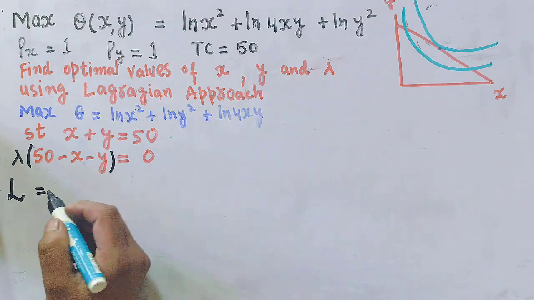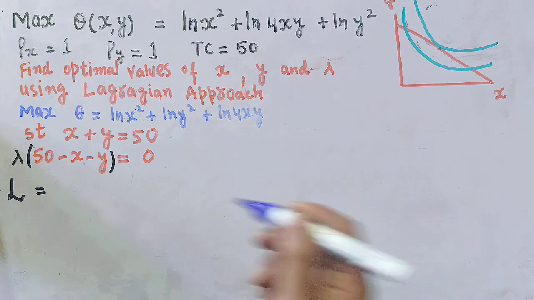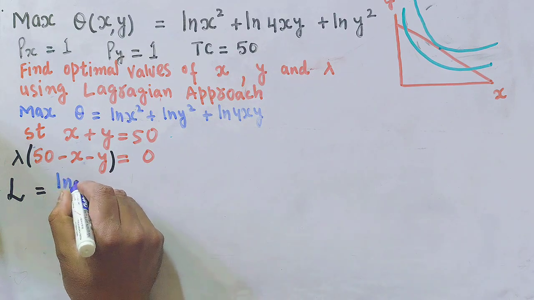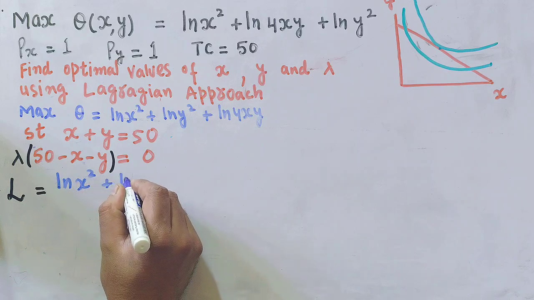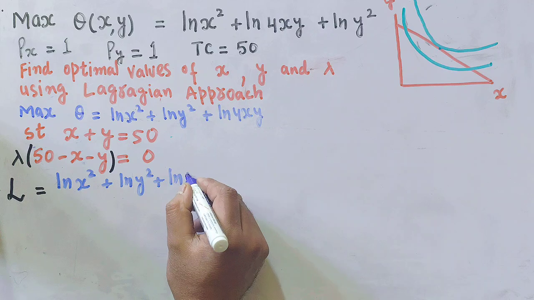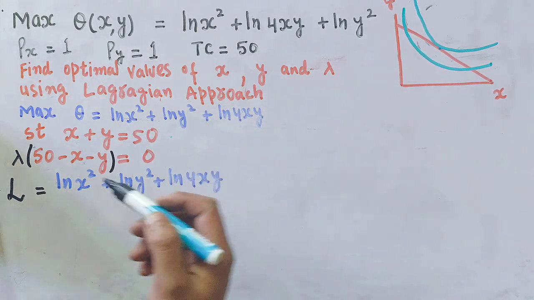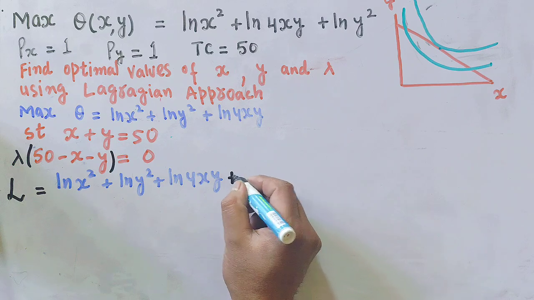That is, L will be equal to the given production function, what we call the objective function, so ln of x square plus ln of y square plus ln of 4xy. Okay, so the Lagrange's function is formed by adding the objective function and the resulting constraint that we have constructed.